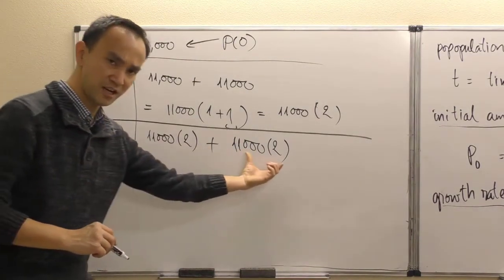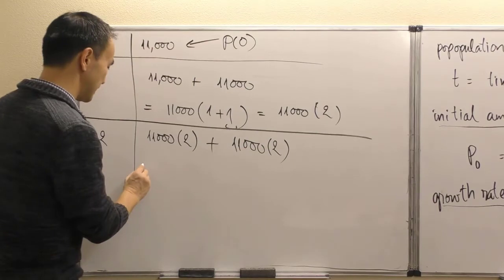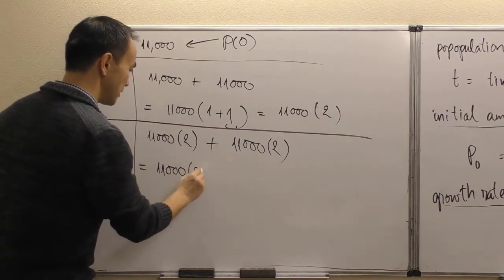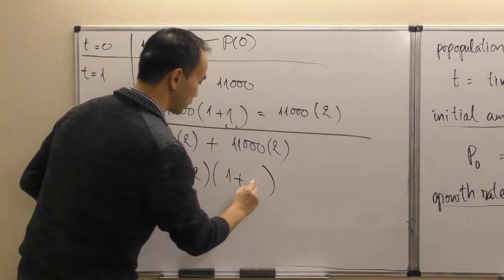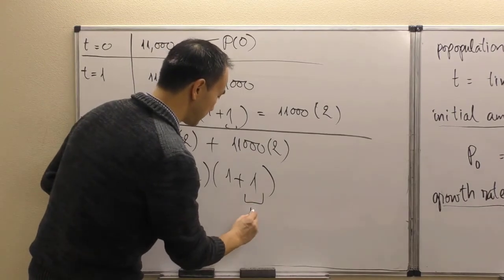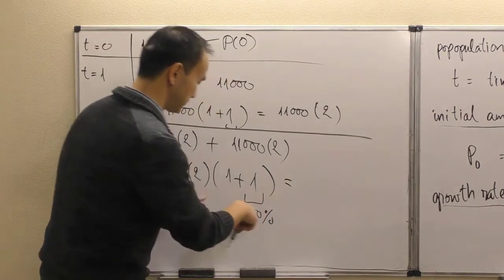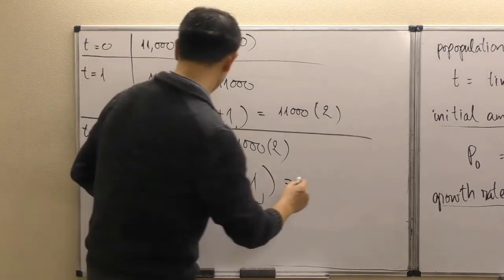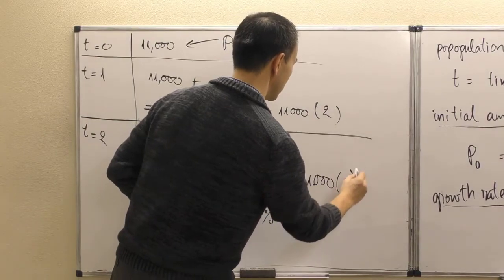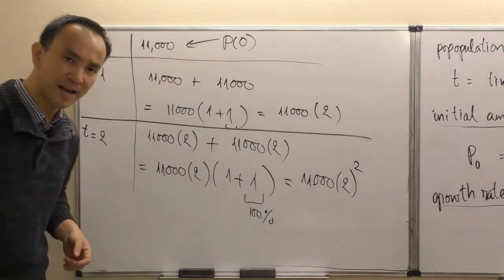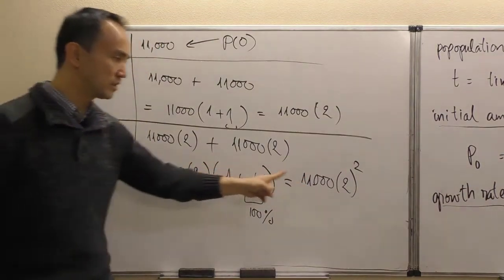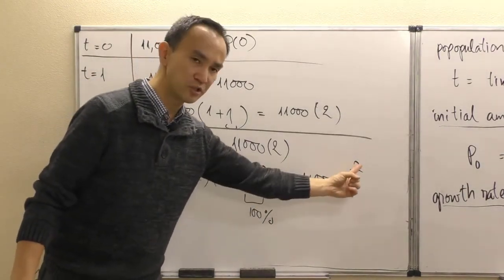Common factor. I can factor this out as 11,000 times 2, but in parentheses 1 plus 1. Okay, and so this is the rate right here. But now I see 1 plus 1 is just simply 2, and so 11,000 times 2 squared. Start observing the pattern again, the repetitive pattern. So now it doubles every hour. So when t equals 2, we're looking at 11,000 times 2 squared.